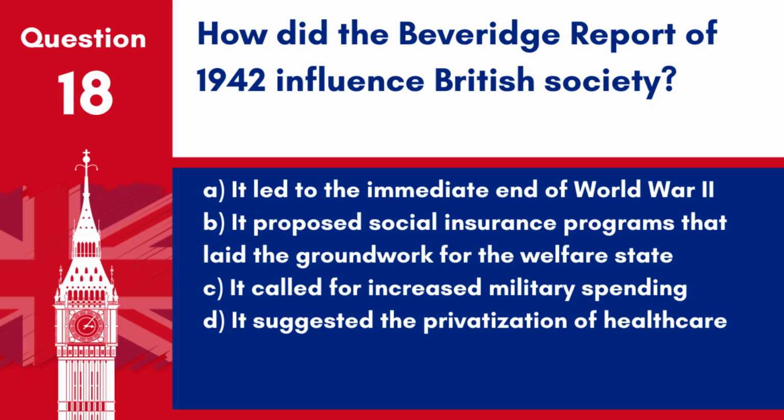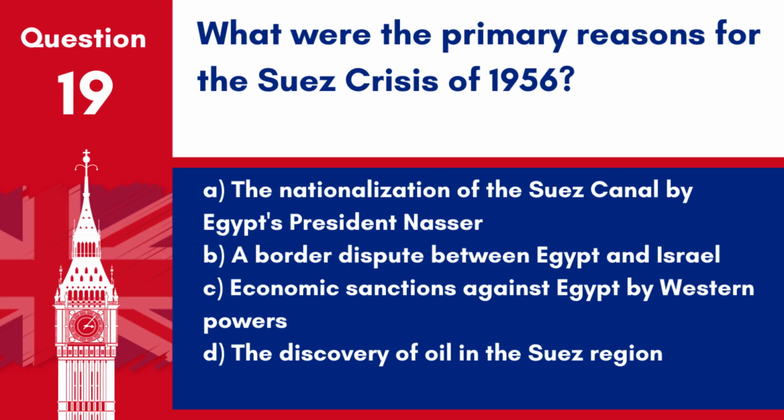Answer B. It proposed social insurance programs that laid the groundwork for the welfare state. The Beveridge Report proposed comprehensive social insurance and welfare measures to address social evils, influencing the development of the welfare state in post-war Britain.